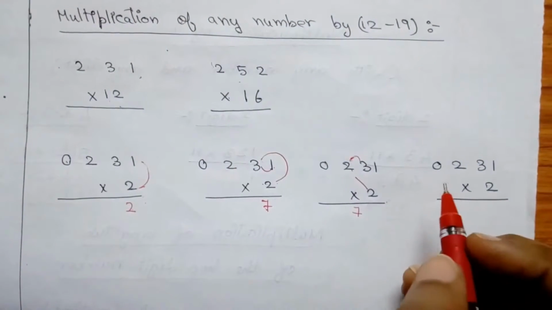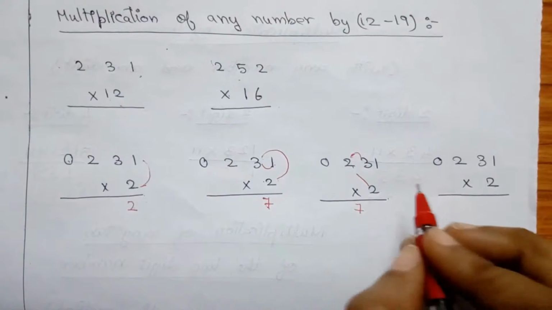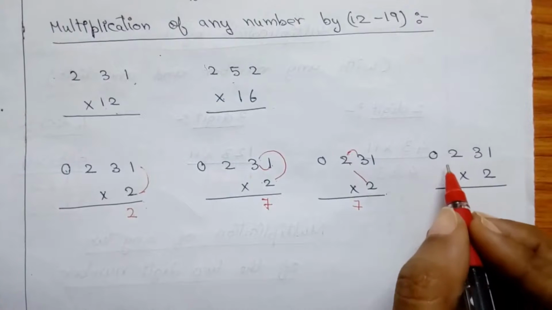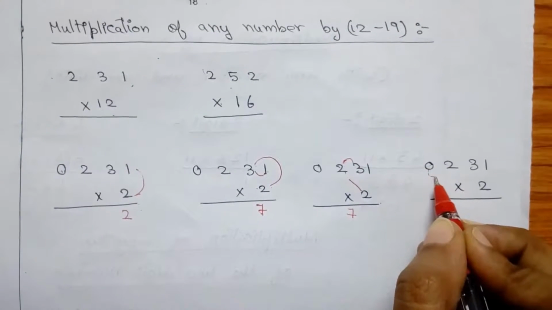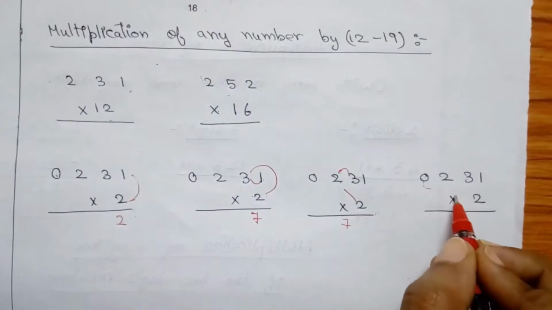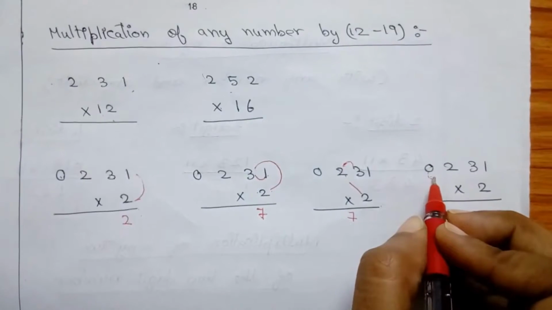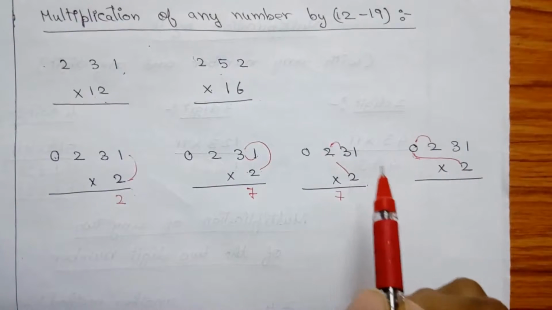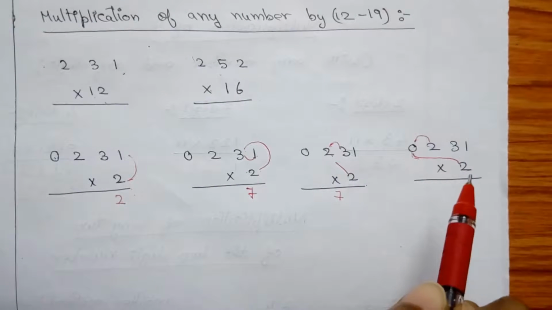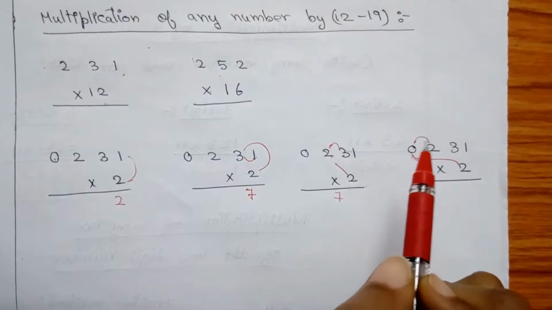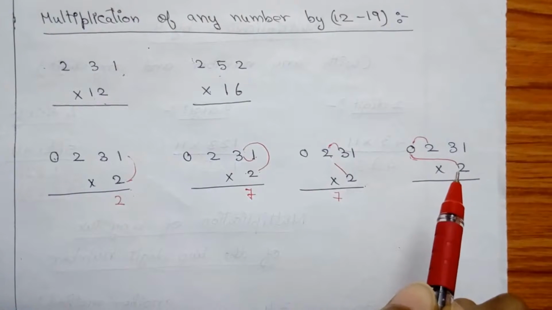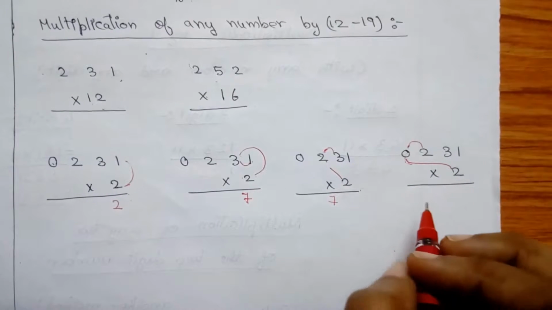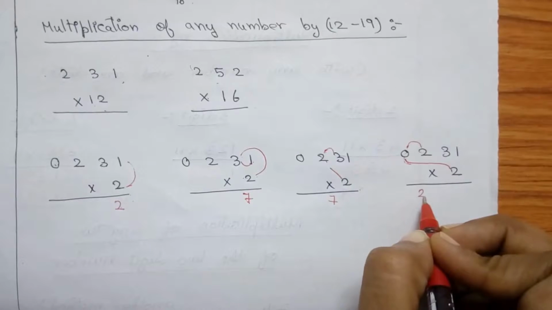For the fourth step, you will have to multiply this 2 and this 0. So for the fourth step, you will multiply 0 and 2 and add the previous number. 0 into 2 will give you 0, and by adding the previous number you will get 2. So you will have the answer as 2.